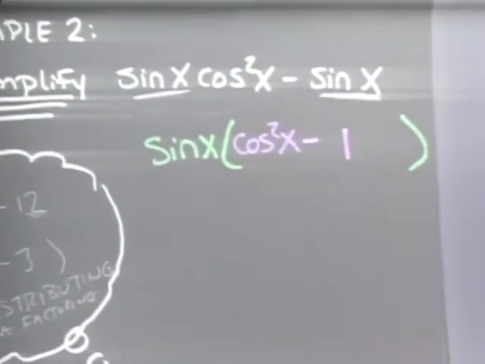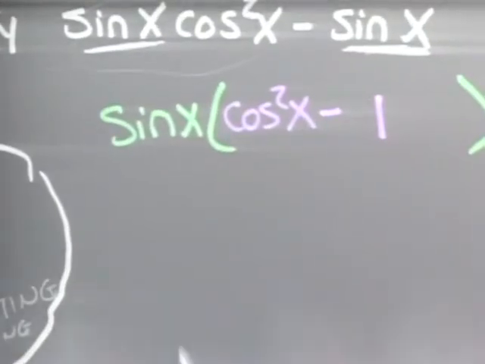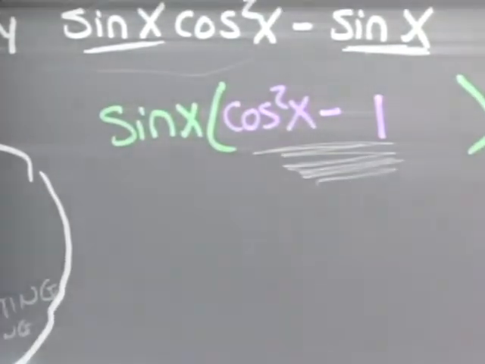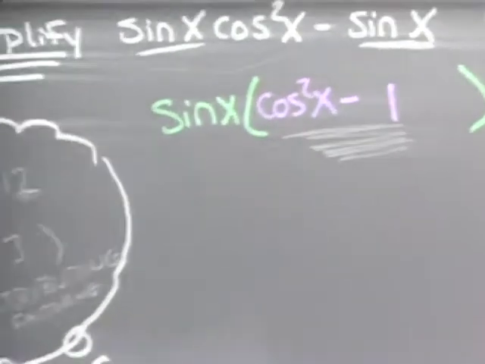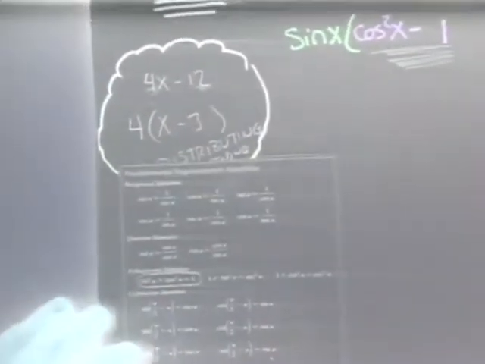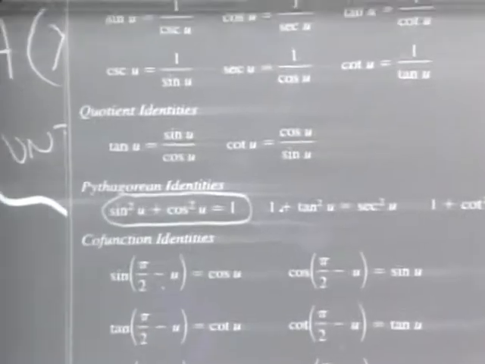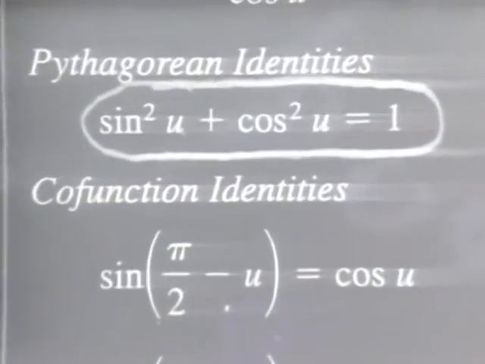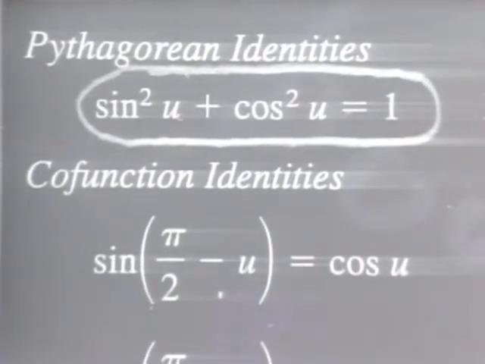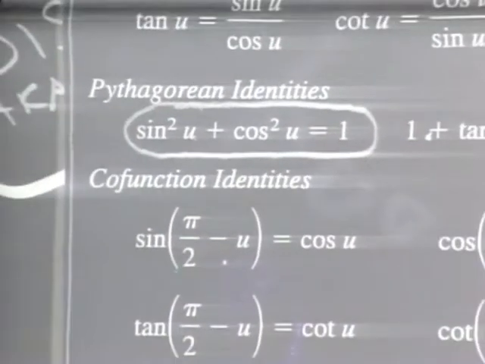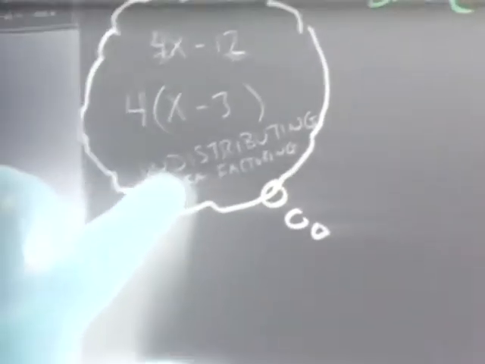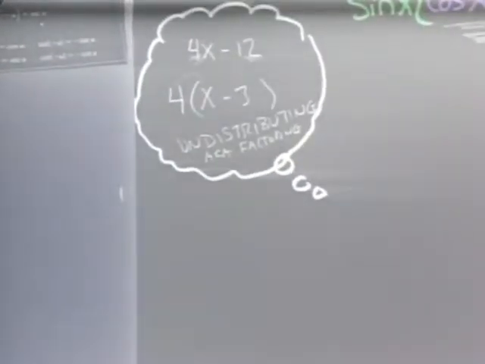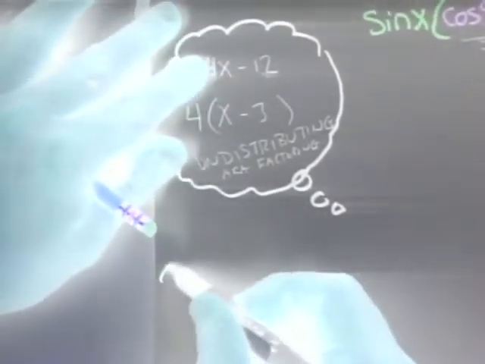Now the next thing we have to do is simplify a little further, using our identities. What I've underlined there, this pink cosine squared x minus 1, I'm going to simplify using my trig identities. Now I want to go to the one I've said many times is the most important one, the Pythagorean identity: sine squared u plus cosine squared u equals 1. I'm going to write it down over here. That was one thought, and I'm going to have another thought over here. So let's get another thought going.